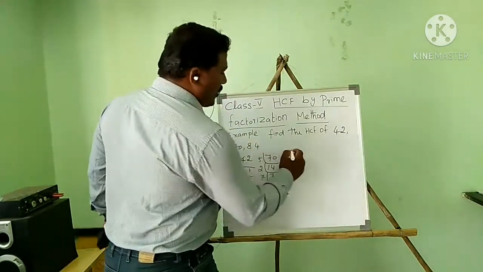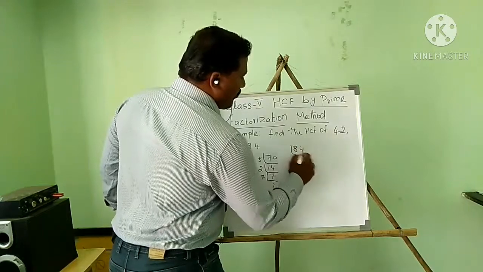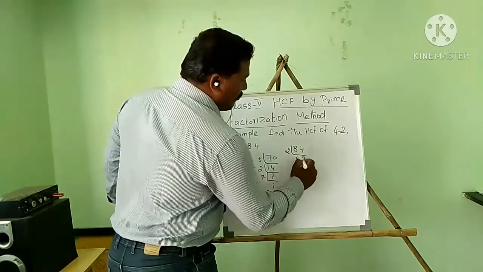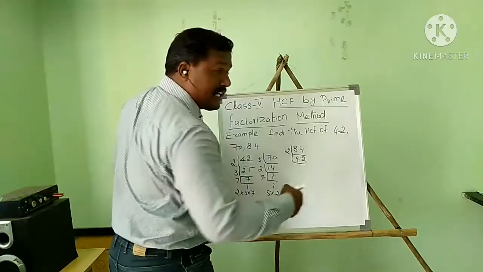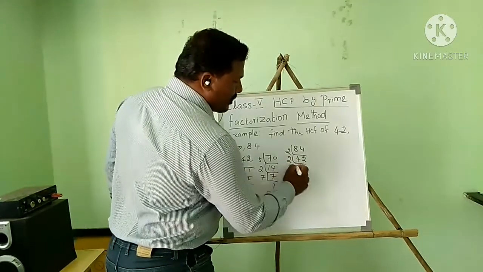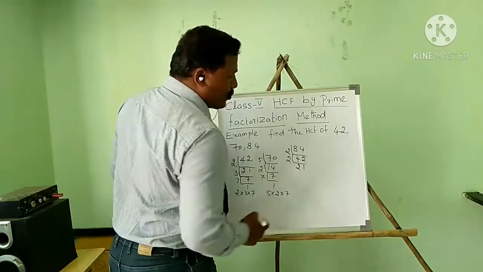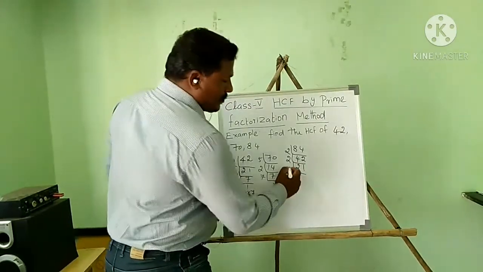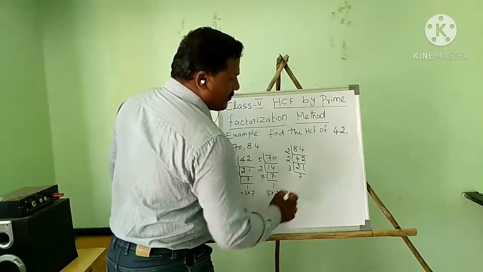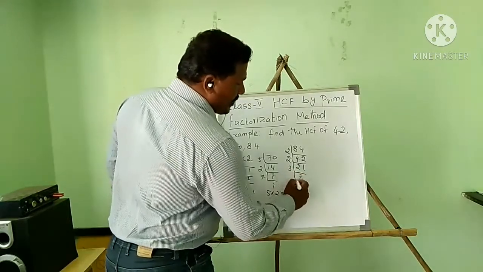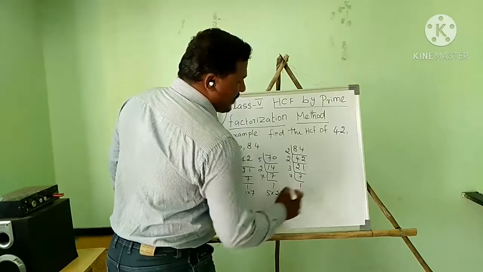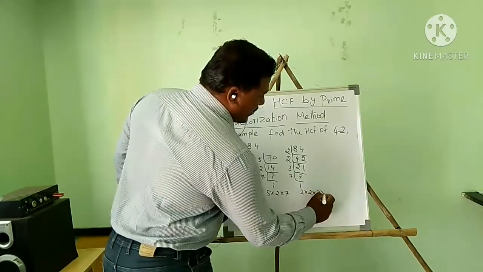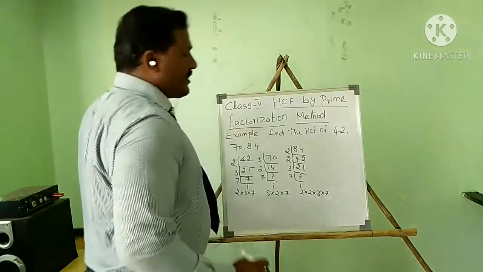Now 84. We can take 84 divided by 2: 4 twos are 8, 2 twos are 4. Again we can divide by 2: 2 twos are 4, 1 two is 2. Now we can divide by 3 because the last digit is 1 now. 3 sevens are 21, again 7 ones are 7. So 2 into 3 into 7 are the factors.